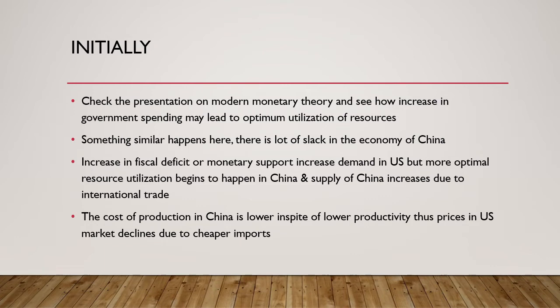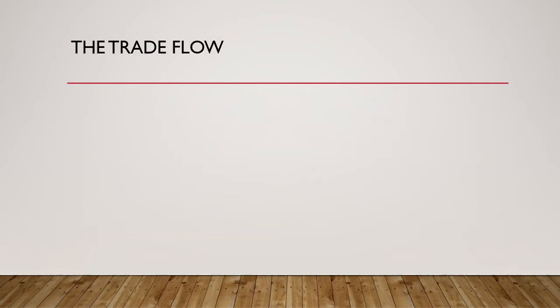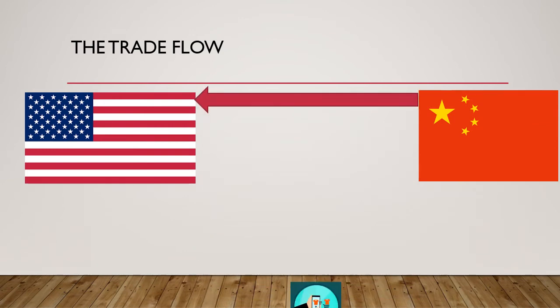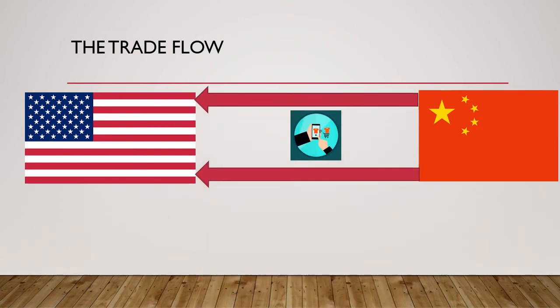Also, because the cost of production of goods in China is low, in spite of the lower productivity, prices in the US market will also decline due to cheaper imports. Now let's see how the trade will flow. China will be sending in goods and services to US and at the same time would be sending in a kind of deflation, or lower prices, to the US. Thus, this will allow the government to increase its fiscal deficit even more because of the lower prices.